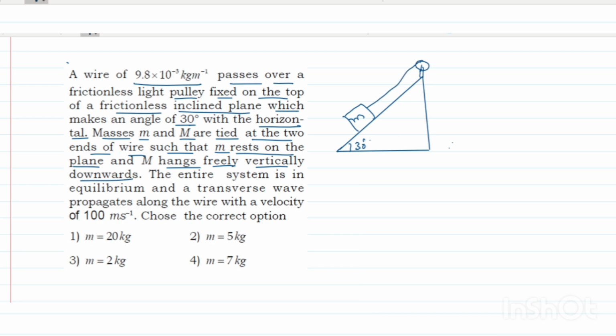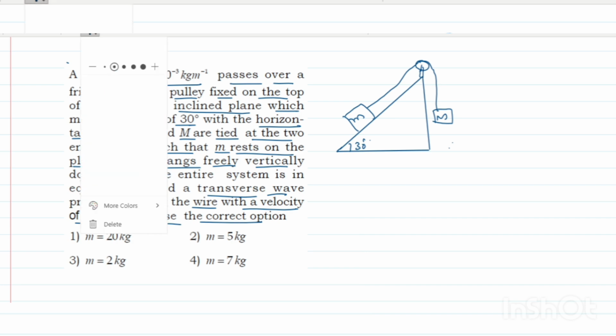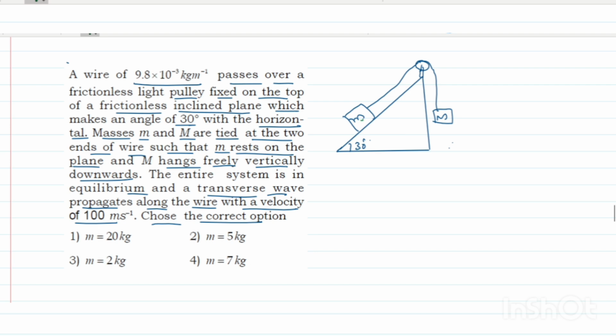This is capital M, hanging vertically down. The entire system is in equilibrium and the transverse wave propagates along the wire with a velocity of 100 meters per second. Choose the correct statement.